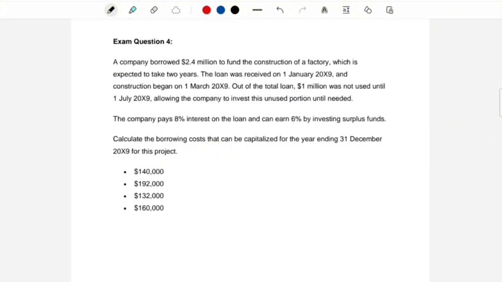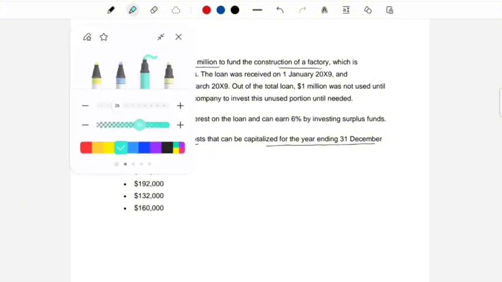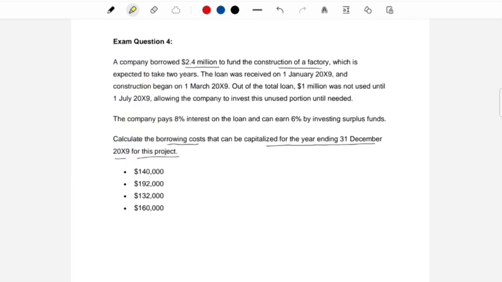Now let's go to exam question number 4. Calculate the borrowing cost that can be capitalized for the year ending 31st December 2009 for this project. A company borrowed a 2.4 million loan to fund the construction of the factory. This is important, so let's just highlight this. What did they end up doing? They borrowed 2.4 million, which is expected to take 2 years.